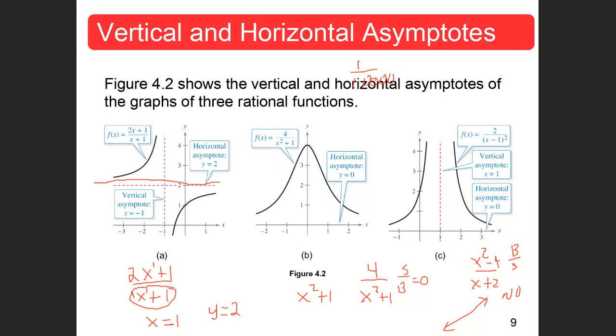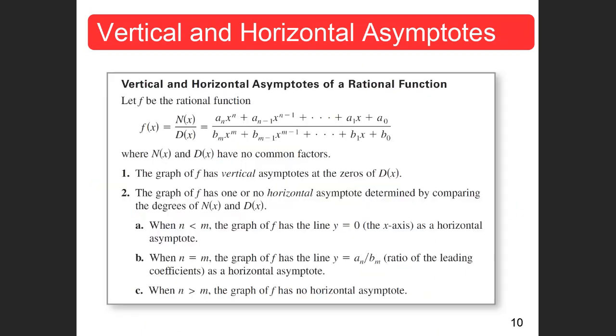If the exponents are the same on top and bottom, you just take the coefficients in front of the power or the variables. If the top is smaller than the bottom on the exponents, then 0 is the horizontal asymptote. And if the top is bigger than the bottom, there will be no horizontal asymptote. Okay? And the next slide will give that to you algebraically or mathematically.